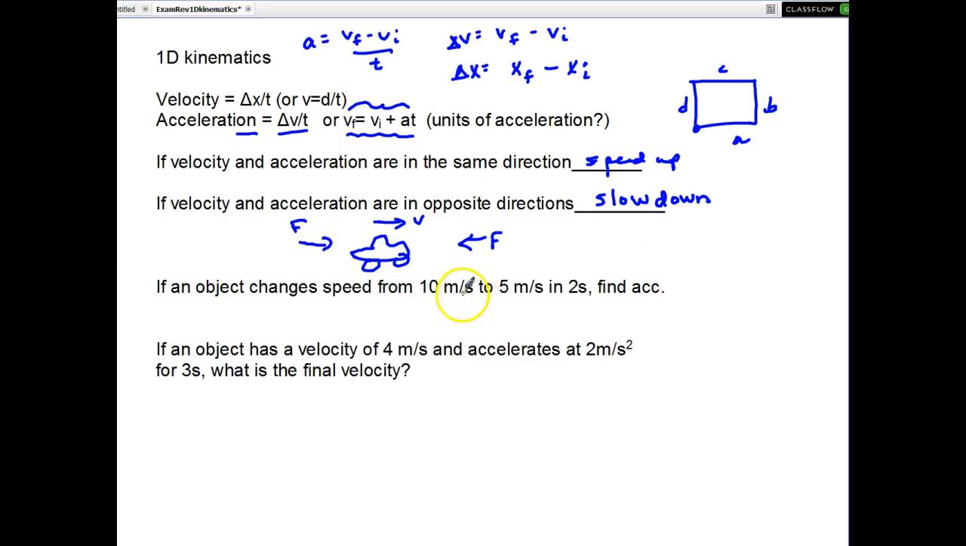If an object changes speed from 10 meters per second, that's our initial velocity, to 5 meters per second, that's our final velocity, in 2 seconds, find the acceleration.